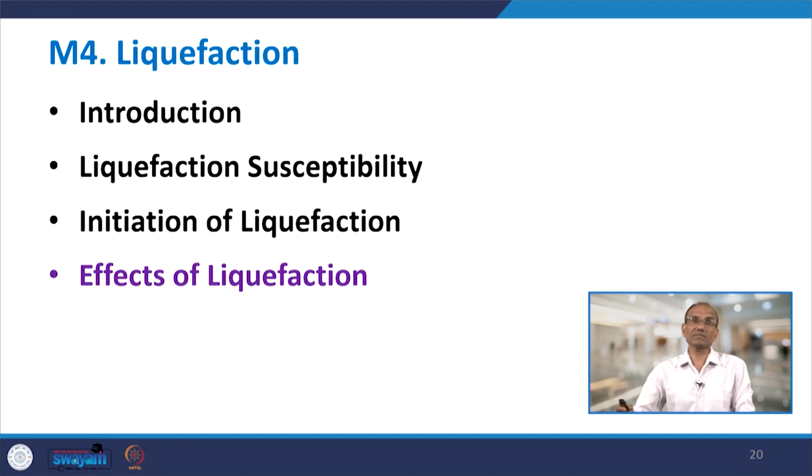Now, this completes our chapter number 3 on liquefaction of soils, that is, on initiation of liquefaction.